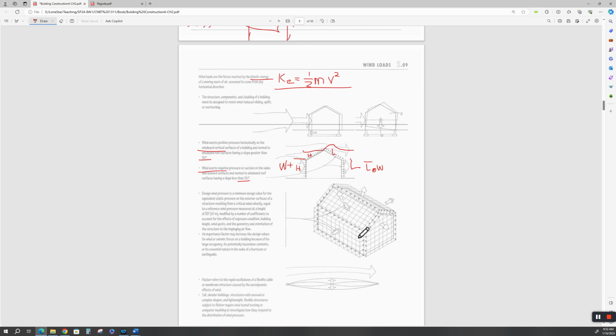Design wind pressure is a minimum design value. Every structure has to have a minimum design value.